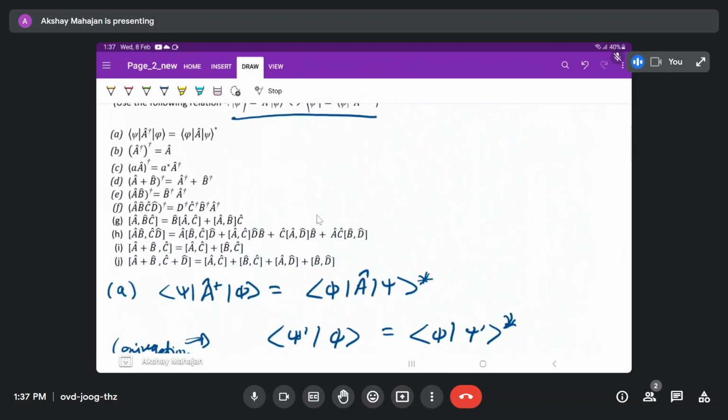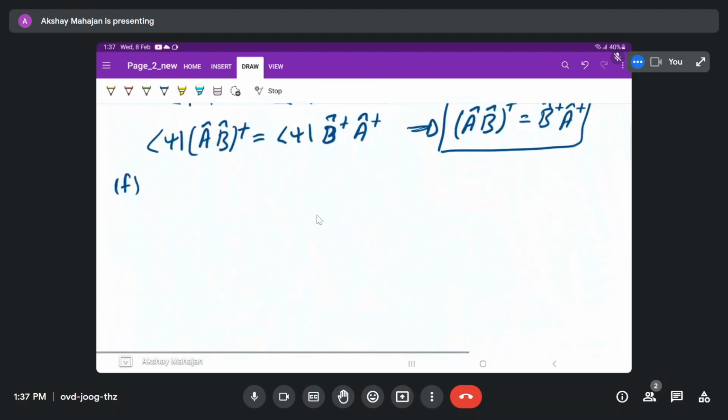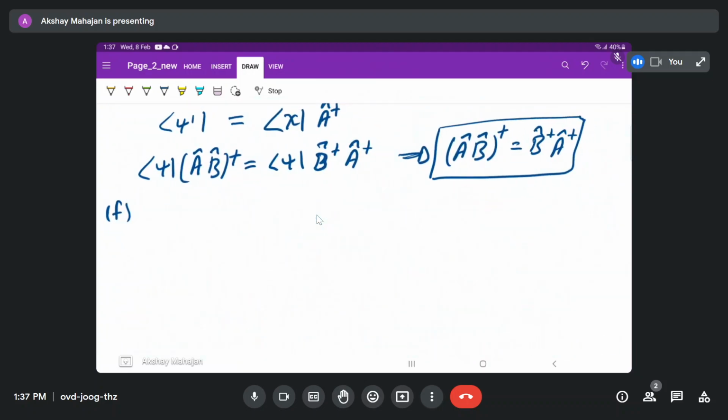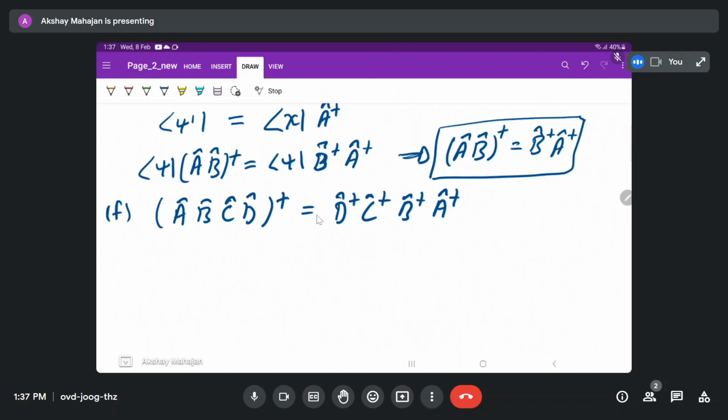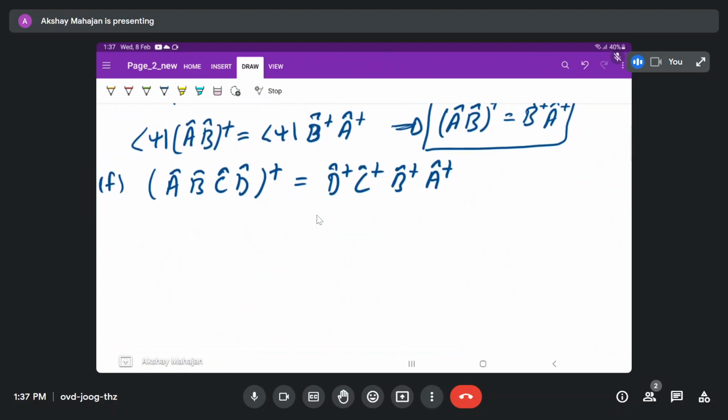This is the same thing, just that we are multiplying four operators. So we have (A B C D)†. This will open as D† C† B† A†. You can see that once we have solved for two operators, we can use the same technique for many other operators as well, and it will be basically just reversed.